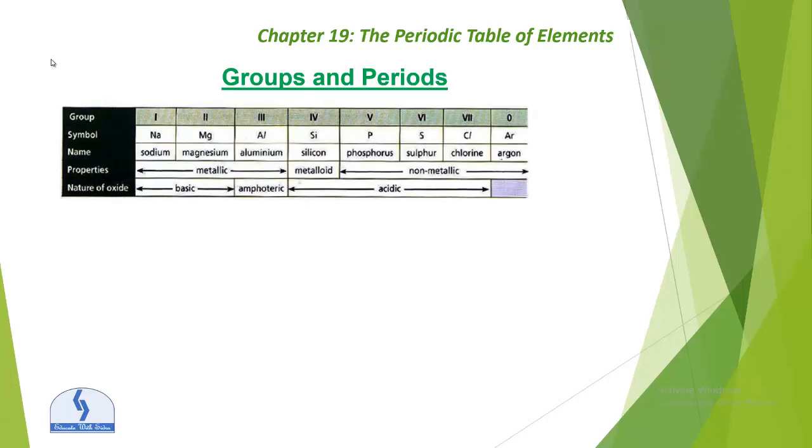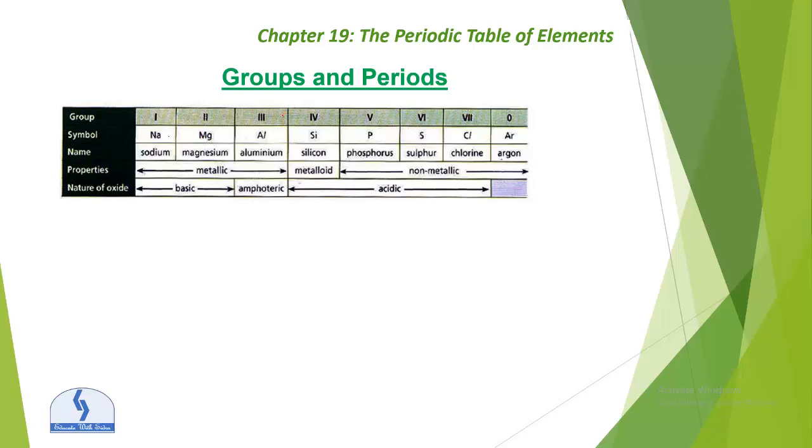Now, these are the periods and groups. You can see in the figure that the groups are 1, 2, 3, 4, 5, 6, 7, 8. The 8th group we can say is the 0 group. There are 8 groups and 7 periods. And this is the first group. Sodium, magnesium is in the second group.